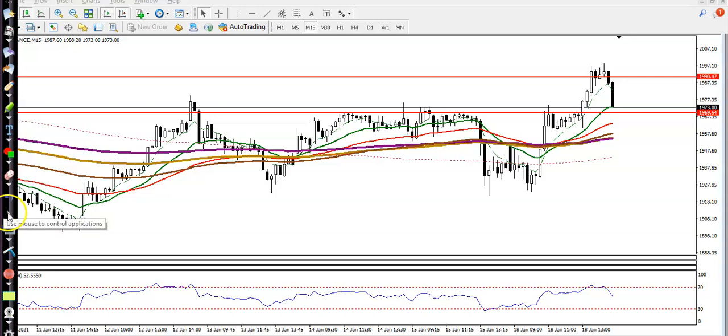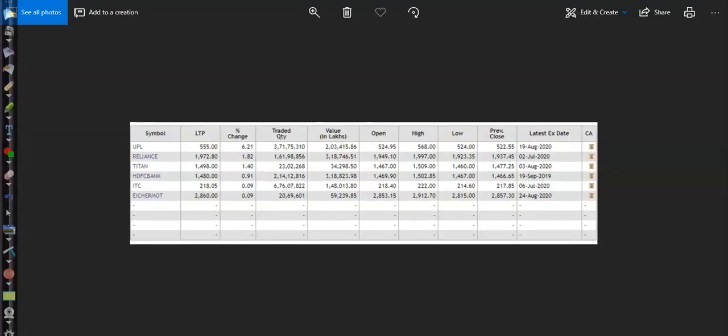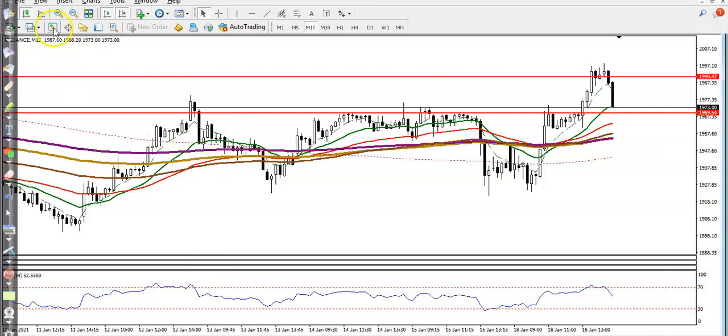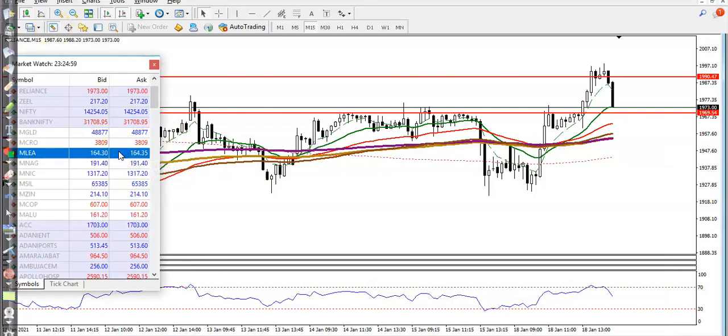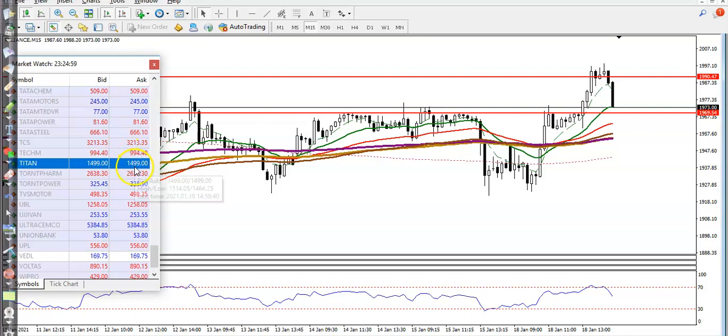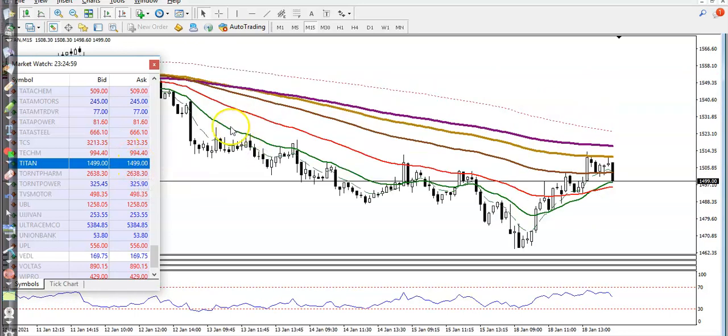Okay, now next here we can see Titan. Let me show you that Titan opportunity. Okay, this is Titan, somewhere here.